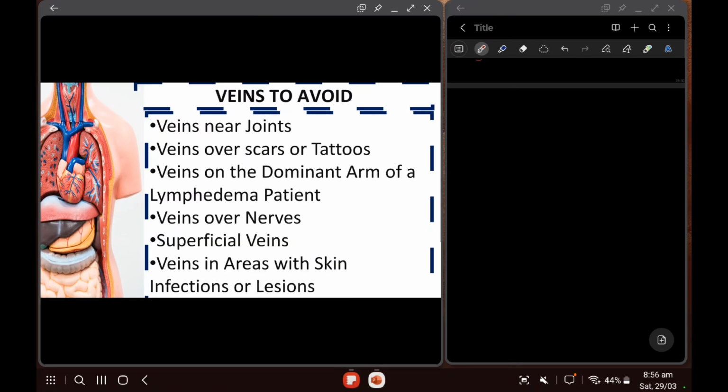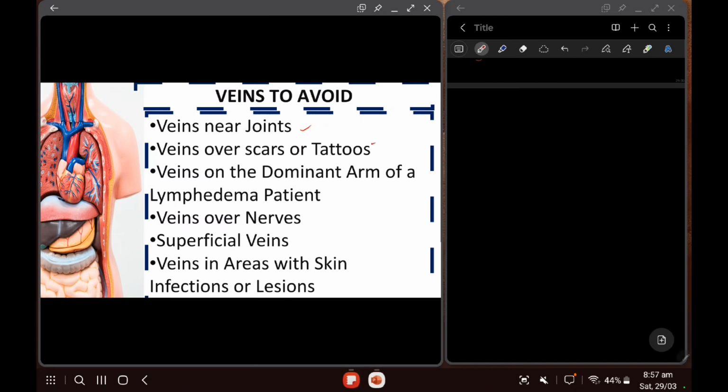Then, veins to avoid natin. Una, iwasan natin yung malapit sa joint. It can be more difficult kasi mas madalas na may joint, mas natutupi, mas nagagalaw. So, it results din sa discomfort ng patient kung nasa parte na masyadong magagalaw ni patient.